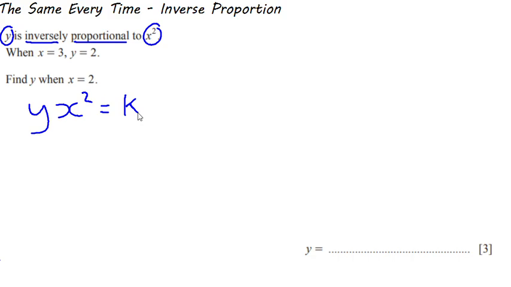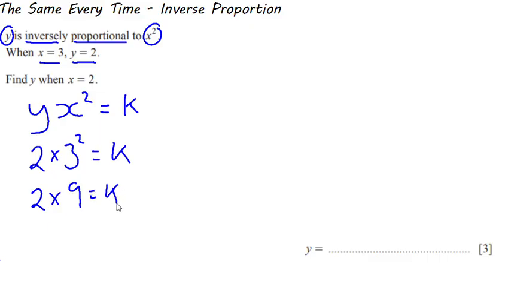So we use the next line to work out the value of k. They're saying when x equals 3, y equals 2. So everywhere we see x, we're going to put 3, and everywhere we see y, we're going to put 2. So 2 times 3 squared equals k. So 2 times 9 equals k. So that gives me k is 18.